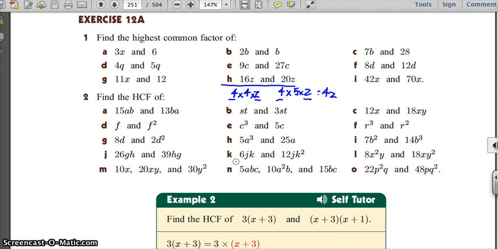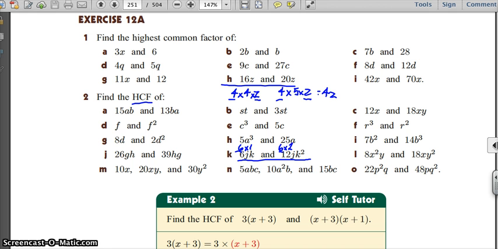Let's pick another one. 6JK and 12JK squared. Okay, we're again trying to find, what does it say? It says find the highest common factor. 6, what have we got here? 6 times 1. 6 times 2. So at the moment, 6 is a common factor.